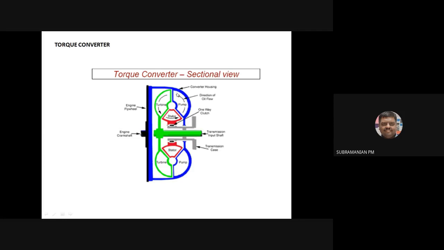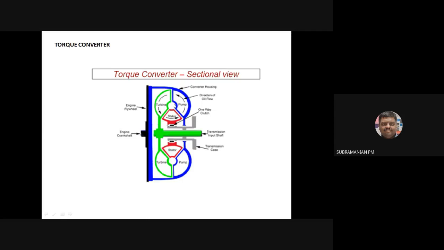Once the coupling point is reached, I will release this one-way clutch. So what happened now? The stator will be free to rotate. At that time, the torque converter is converted into a fluid coupling. You understand this word? Once the torque multiplication is completed, that is, the torque is transferred from impeller to turbine, and the turbine is rotating at the point beyond which I cannot increase the speed, that is, the maximum amount of torque is getting transmitted to the turbine, then I will release the stator by the one-way clutch. I am not fixing the stator to the casing. So my stator will be freewheeling.